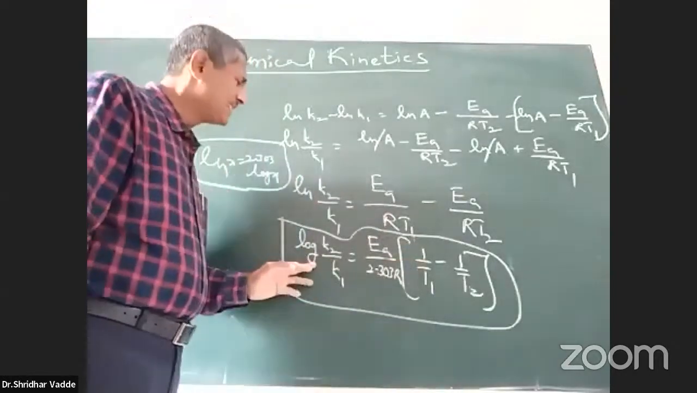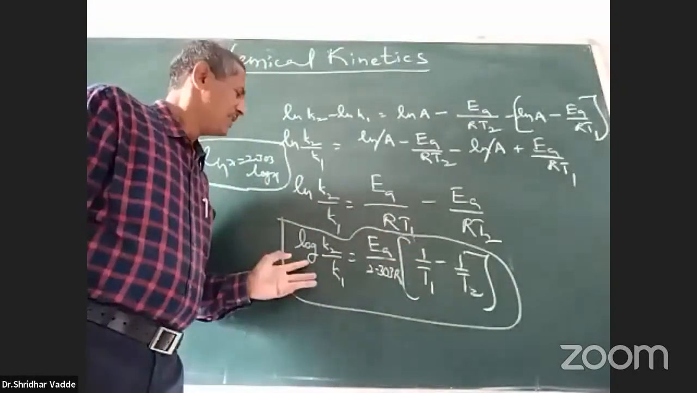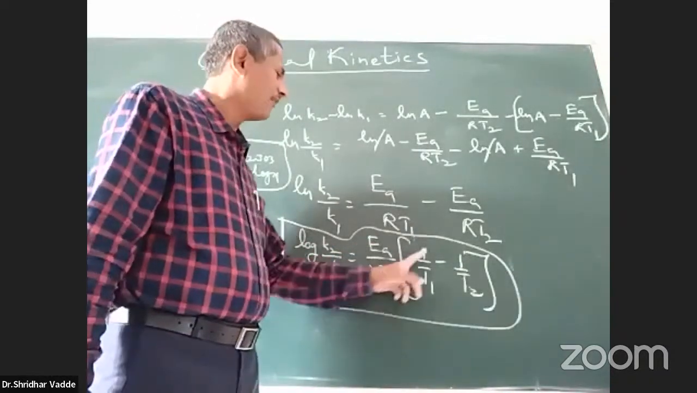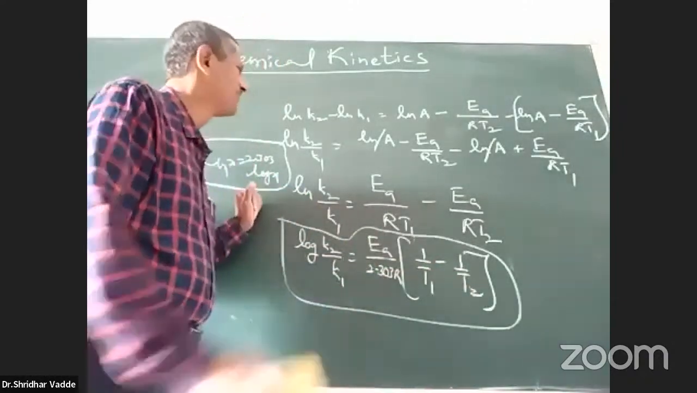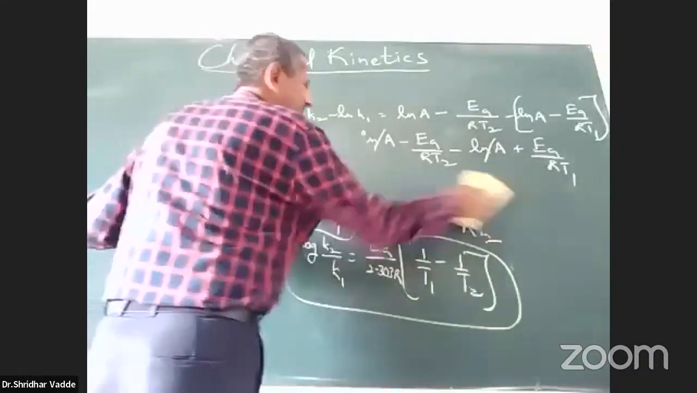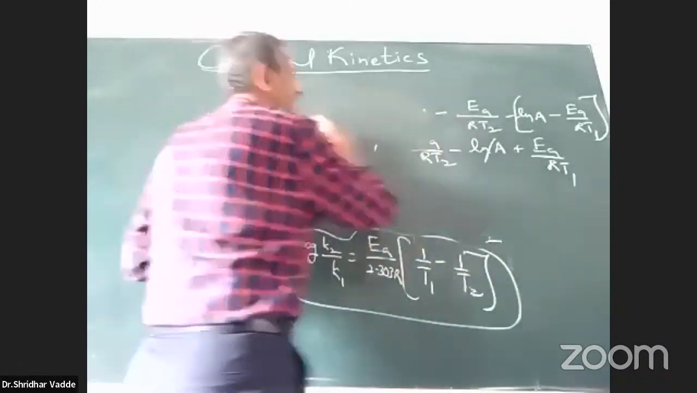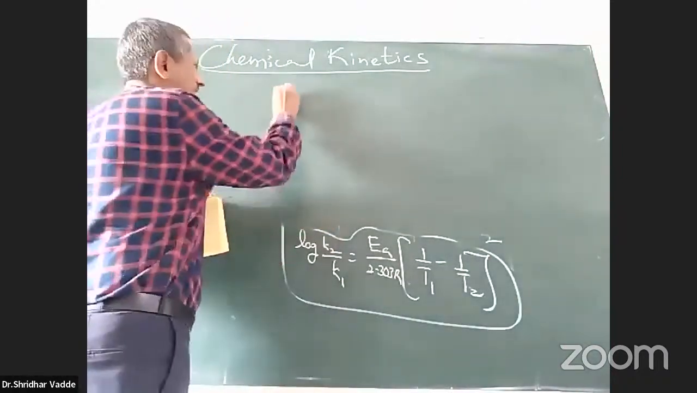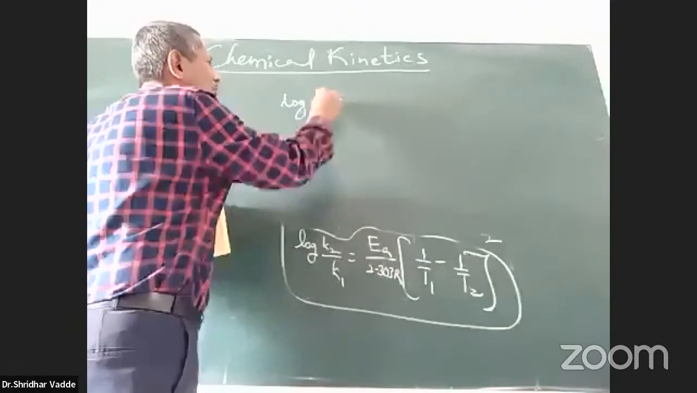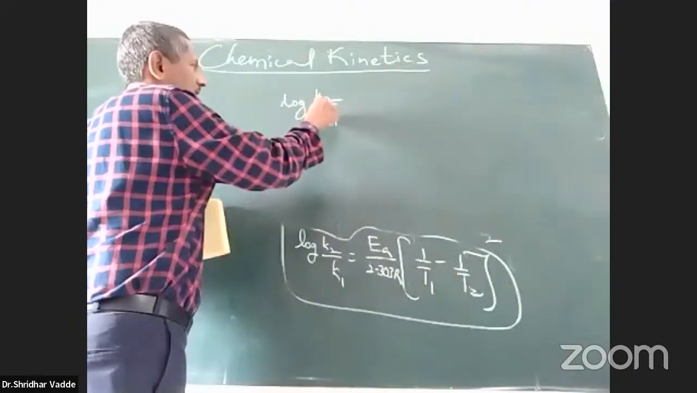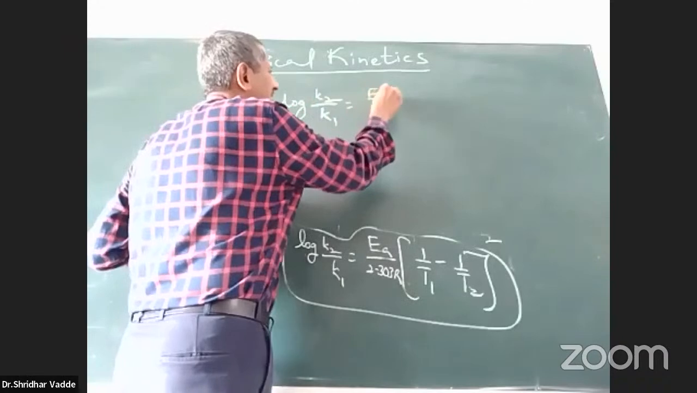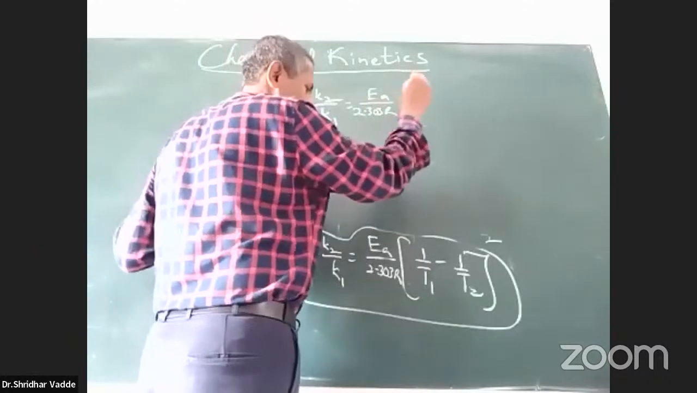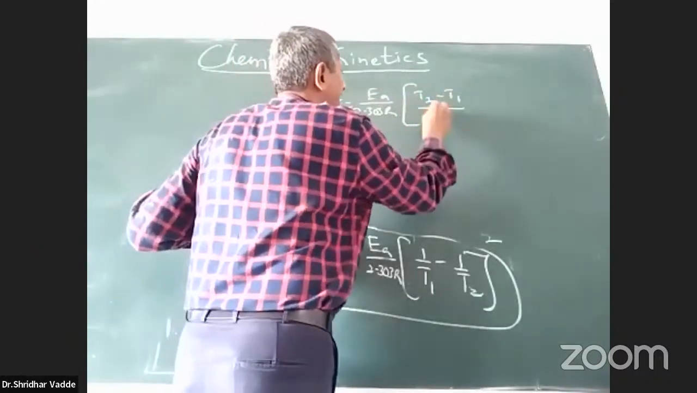So from this we have problems. So log K2 by K1 is equal to Ea by 2.303 R into 1 by T1 minus 1 by T2. So this can also be written as log K2 by K1 is equal to Ea by 2.303 R into (T2 minus T1) by T1T2.